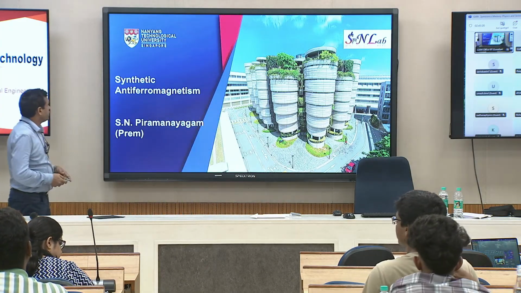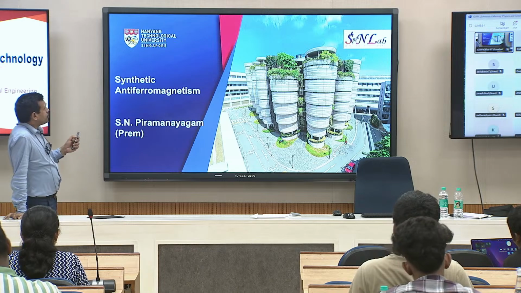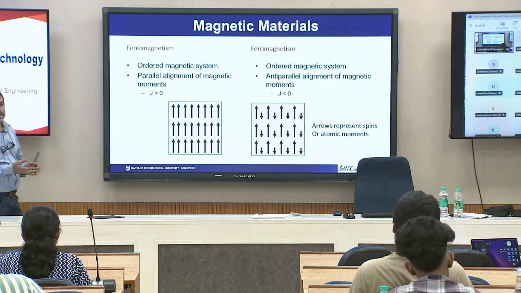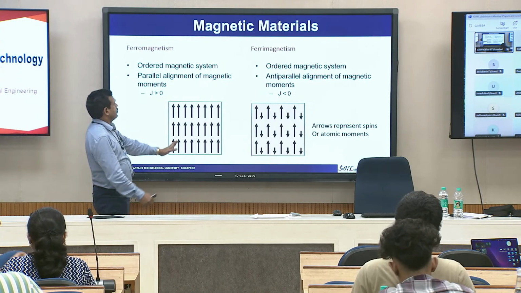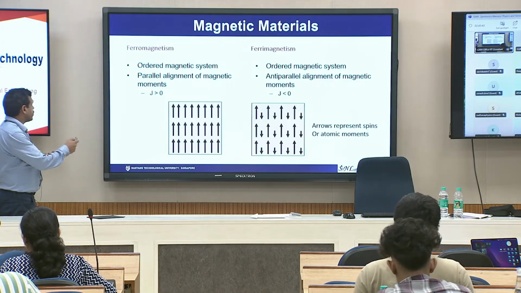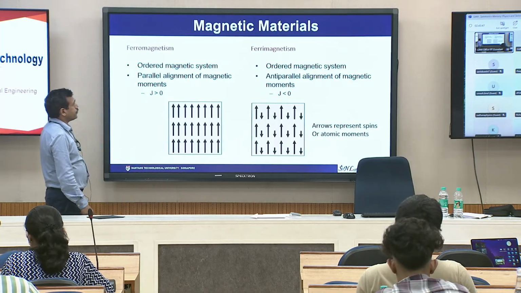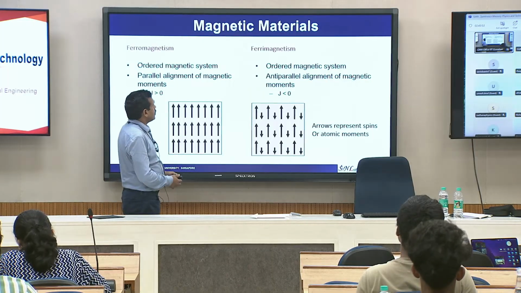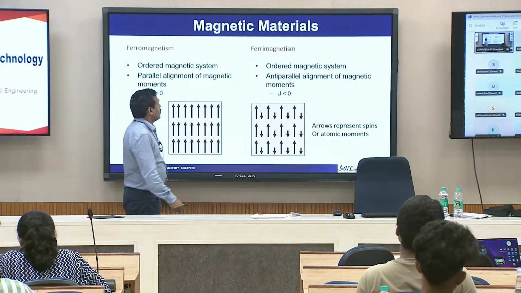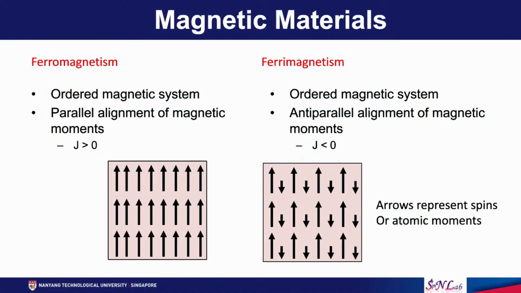Okay. So, the first concept we are going to learn today is synthetic antiferromagnetism. So, we learnt about ferro and ferrimagnetism. In ferromagnetism we learnt that the neighboring moments will be parallel to each other, and J is positive, and this is an ordered magnetic system. And in a ferrimagnetic system we learnt that J is negative. So, the neighboring spins are antiparallel, but they are of different magnitudes. So, there is a net magnetization. Okay. So, this is something that we already learnt.